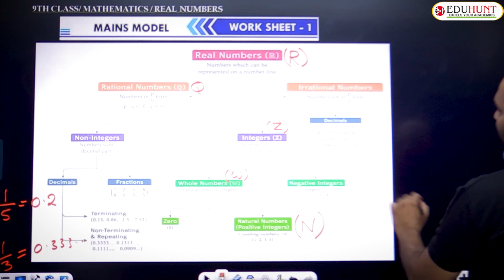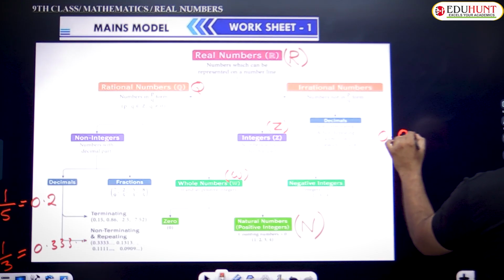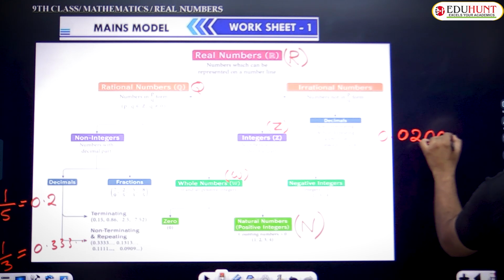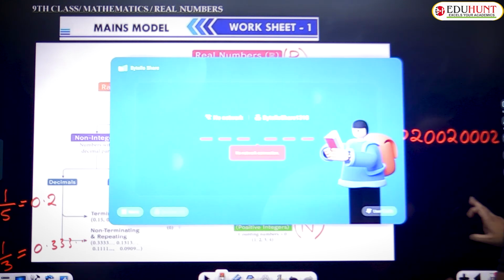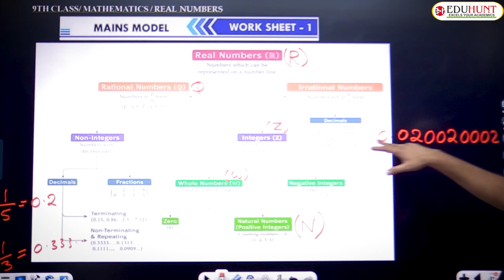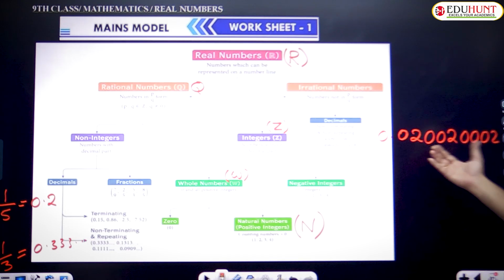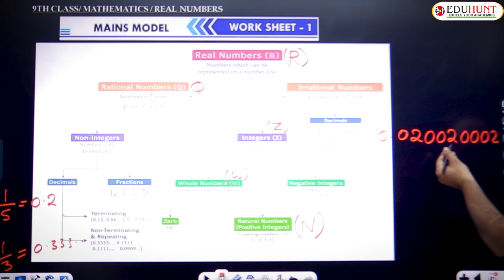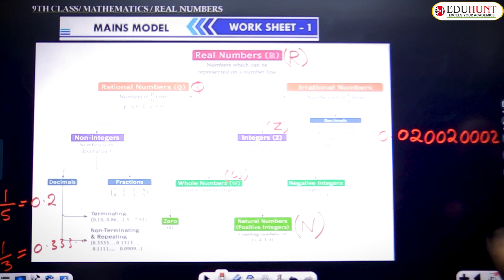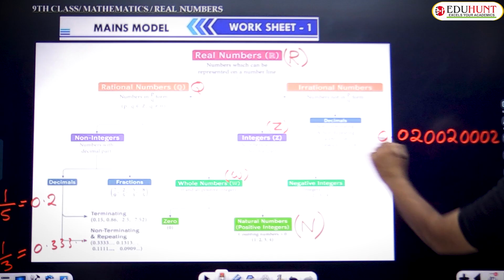For example, 0.202, again 002, again 0002 and so on. So this is non-terminating and non-repeating. Non-terminating means it does not end with a number, and non-repeating means the pattern does not repeat. Clearly we need to understand what non-terminating and non-repeating mean.